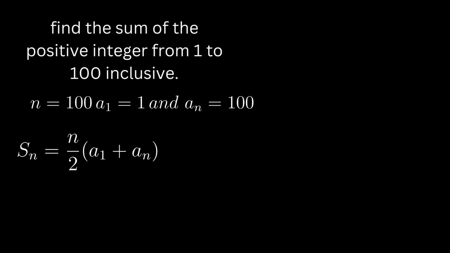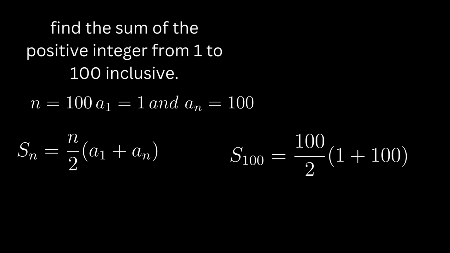Let us apply what we learned. Find the sum of the positive integers from 1 to 100 inclusive. Solution. The described series 1 plus 2 plus 3 up until plus 100 has 100 terms. So we can use n equal to 100, a_1 equal to 1, and a_n equal to 100 in the formula for the sum of an arithmetic series. Thus our working equation is S_n is equal to n over 2 times the quantity a_1 plus a_n. Substituting the values we get S_100 is equal to 100 over 2 times the quantity 1 plus 100, which is equal to 50 times 101 or 5050.